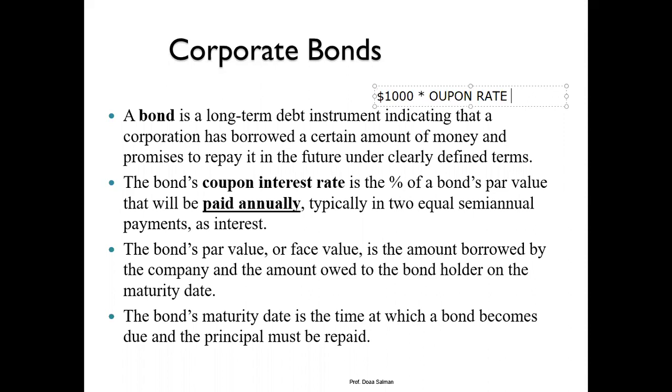It depends on whether it is monthly, yearly, or quarterly, so I will be highly affected by the percentage. If it is 8% of this 1,000, then it will be 80 yearly. If it is semi-annual, then I will take this 80 divided by 2. If it is quarterly, then this 80 is divided by 4. This is the meaning of the bonds.